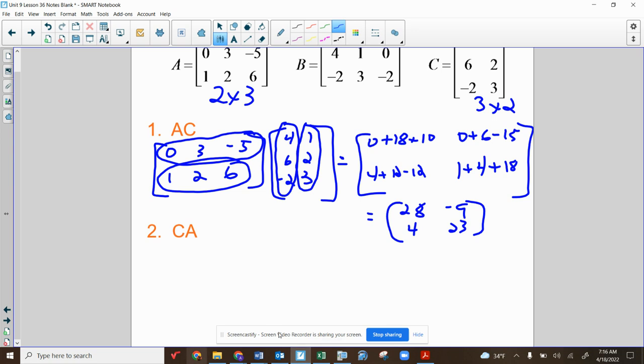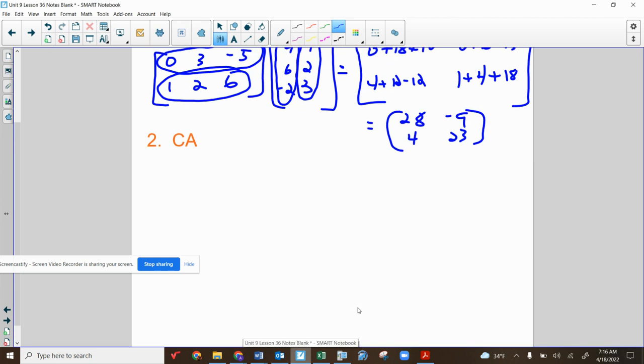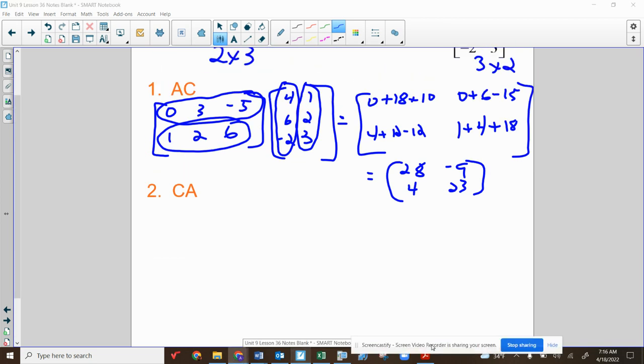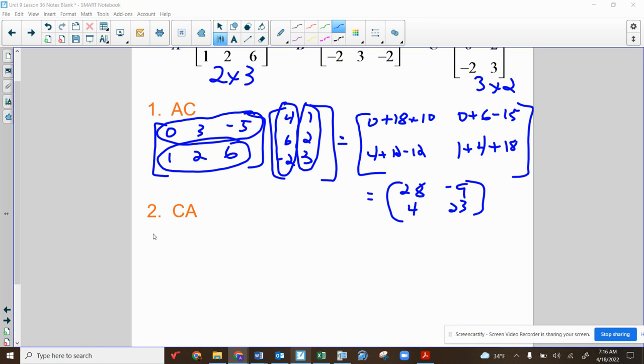So when I do C times A, it's going to be the same type of idea. I'm going to write my two matrices in the order that I am multiplying them together.